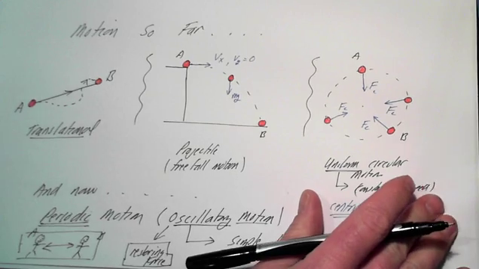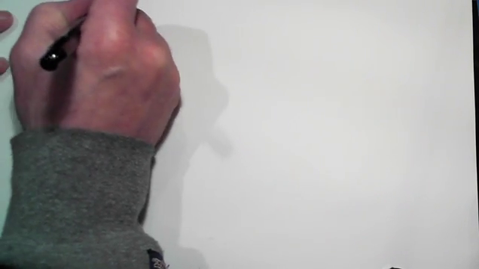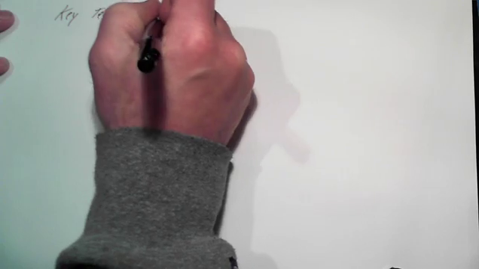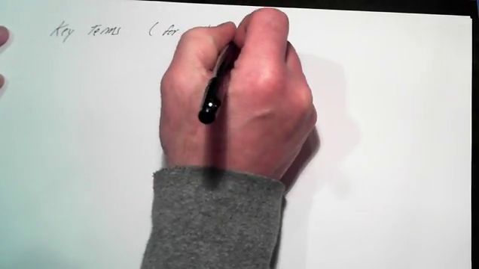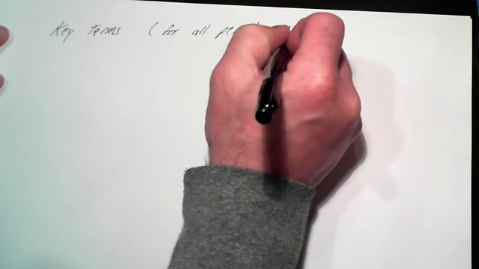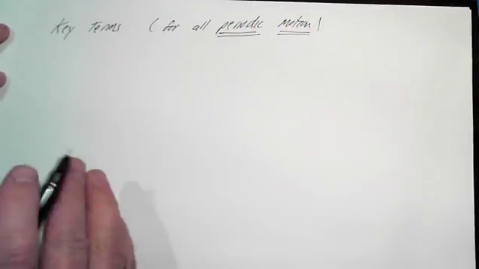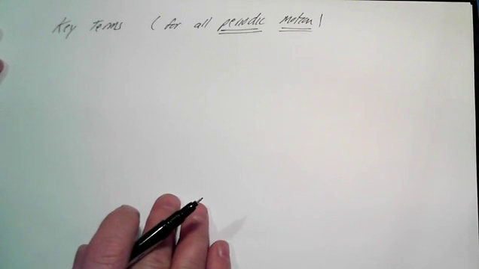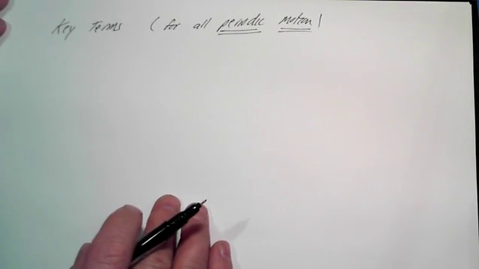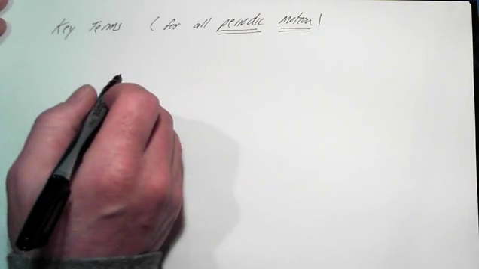More on that later. Okay, so let's talk about some key terms for periodic motion. Key features, key terms, what have you. And this is for all periodic motion. This could be you walking back and forth, making a conscious decision to turn around, or it could be our spring mass oscillator. Obviously, the term periodic would even apply to circular motion, as we've seen.